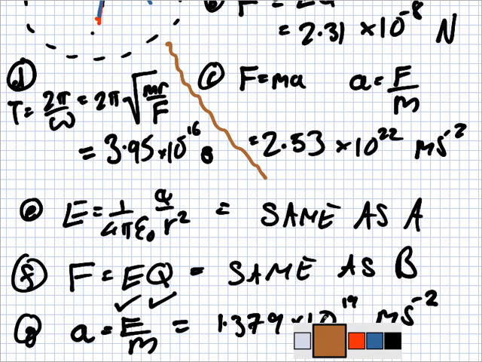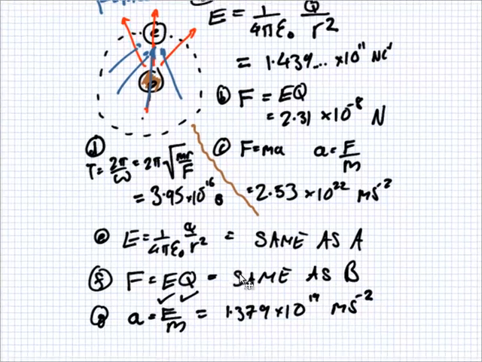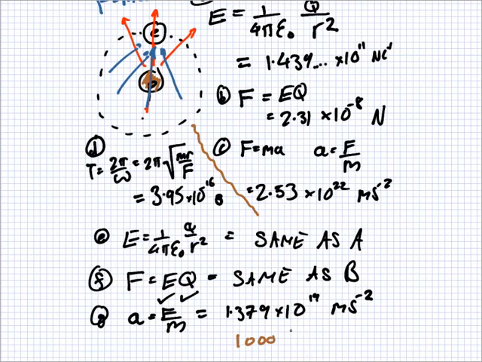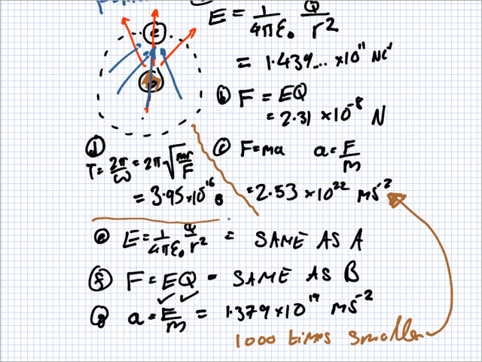Now notice how that's 1,000 times smaller if you were to compare it with the answer you got. C, was it? That's 1,000 times smaller. So what does this mean? It means if you were to look at the proton and the electron, the acceleration here is 1,000 times bigger than here. That's why the electron moves around the proton and not the other way around.